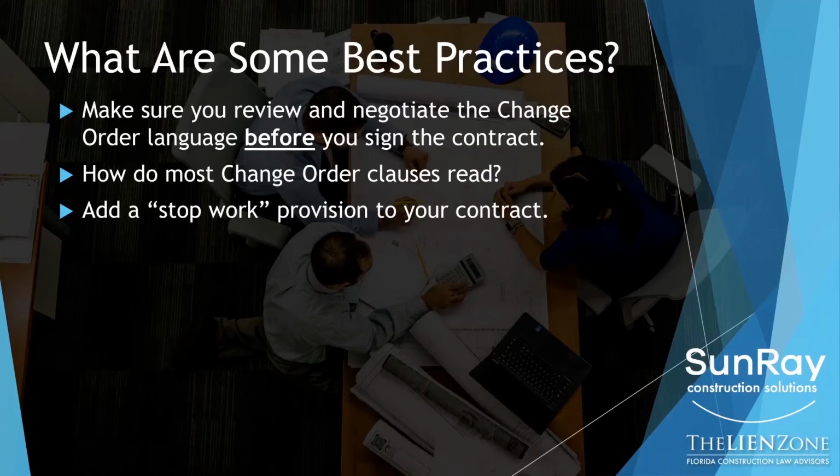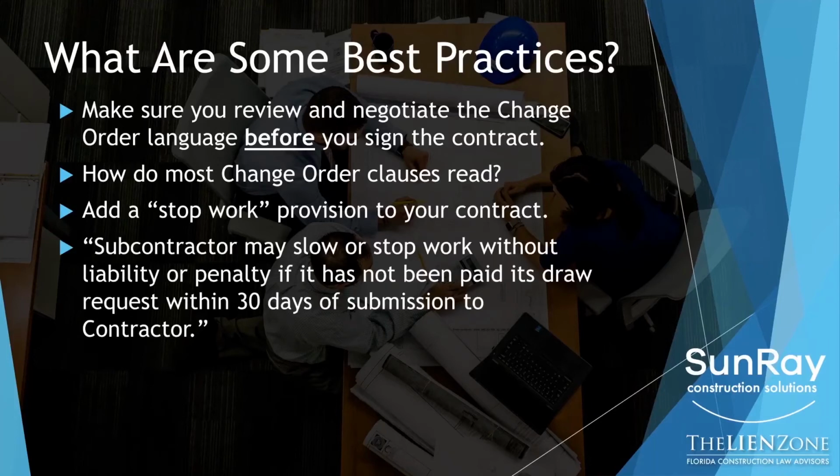So one of the things you could try to add is a stop work provision, and it could read something like this, and there are many variations of this. This is just one to maybe start the negotiations off with. Subcontractor may slow or stop work without liability or penalty if it has not been paid its draw request within 30 days of submission to the contractor. So it doesn't say that you don't have to do the work. It just says that if I'm not getting paid, I shouldn't have to keep working. So it stops the bleeding.